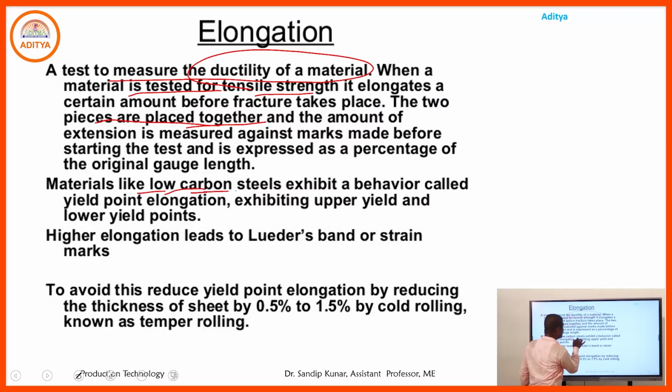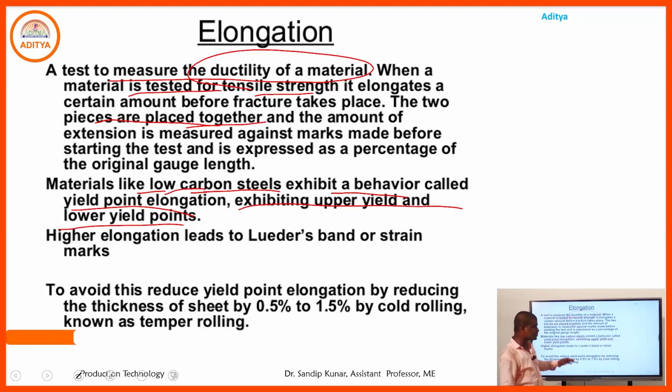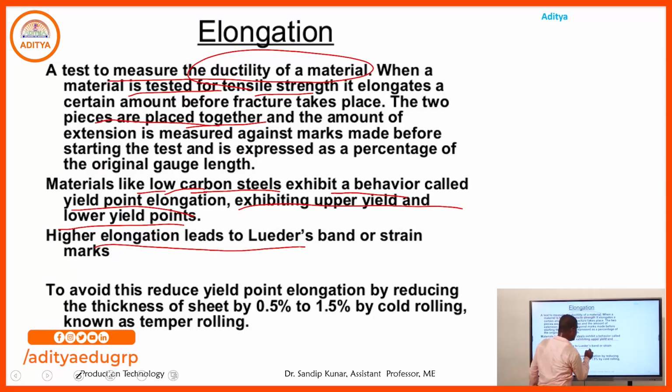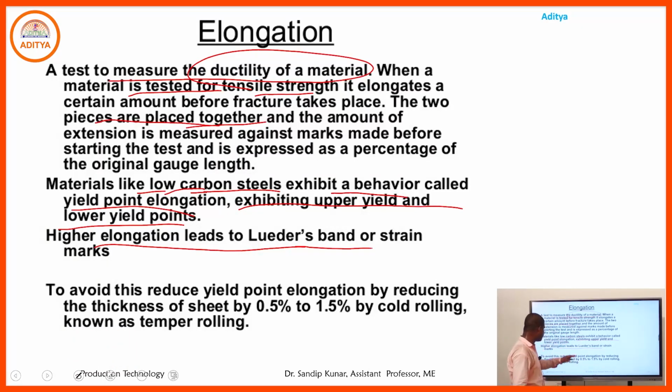Materials like low carbon steel exhibit a behavior called yield point elongation. That means low carbon steel will be elongated below the yield point, and it exhibits an upper yield point and a lower yield point. Higher elongation leads to a larger band of strain marks, which means larger bands or strain marks will be created in that particular thin sheet metal.